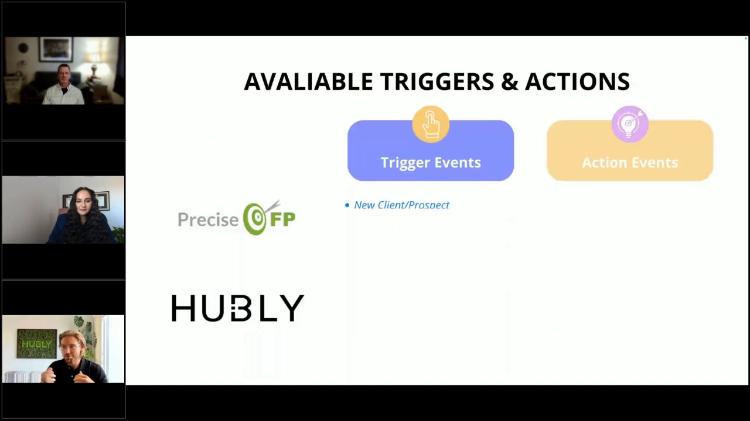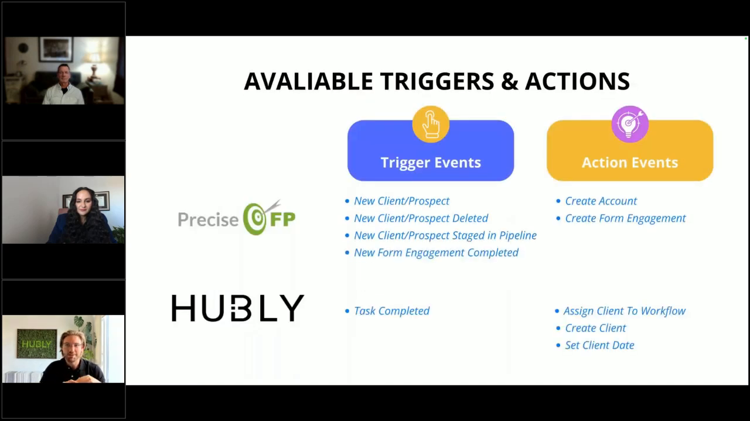So if you've logged into Zapier, you'll find that PreciseFP has 4 trigger events, Hubly has 1 trigger event, and then we each have a number of action events. Now, Richard and I and the team have been working on tying these together for you on a number of core use cases that are very important that we've seen a lot of other firms set up.